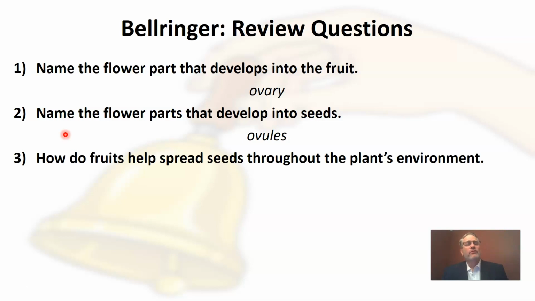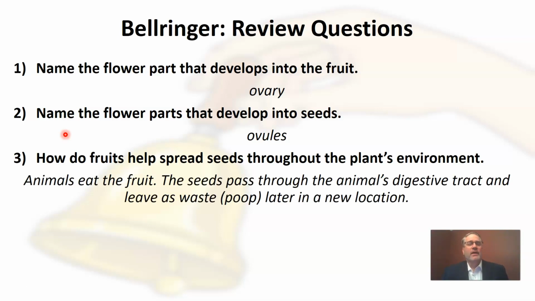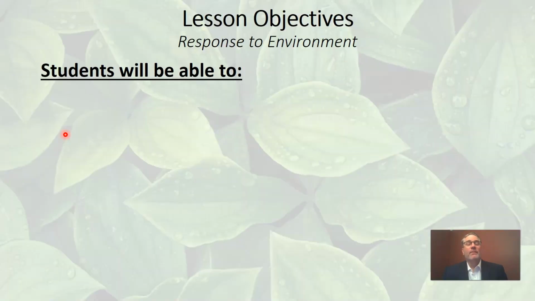So here's our third question. How do fruits help spread seeds throughout the plant's environment? How are fruits an adaptation that helps spread seeds? If you remember, animals eat fruit and the seeds pass right through the digestive system and leave as waste, hopefully in a new location. And so the plant is effectively able to spread its seeds throughout the environment.